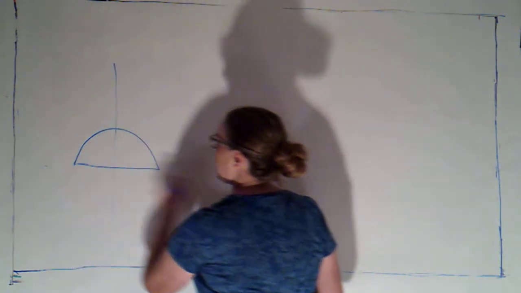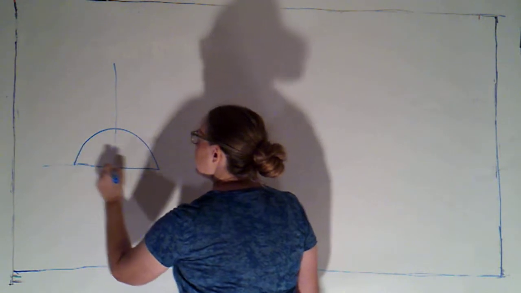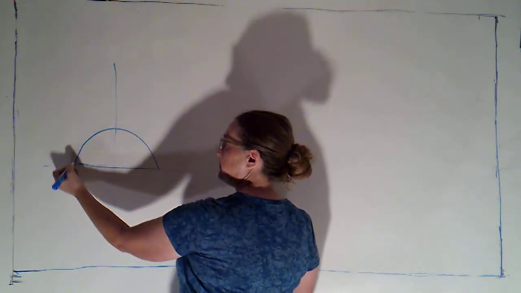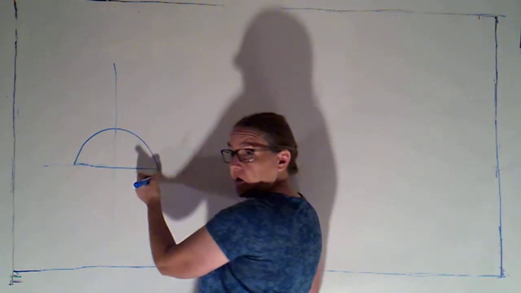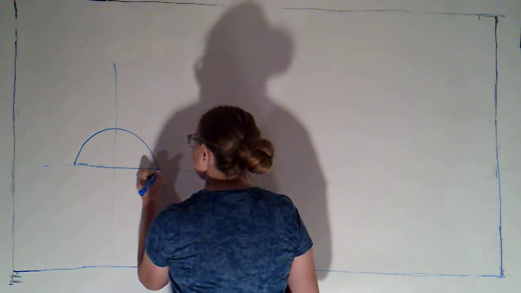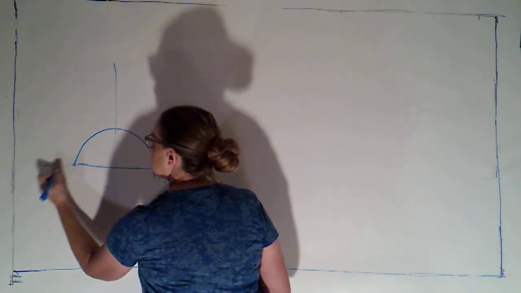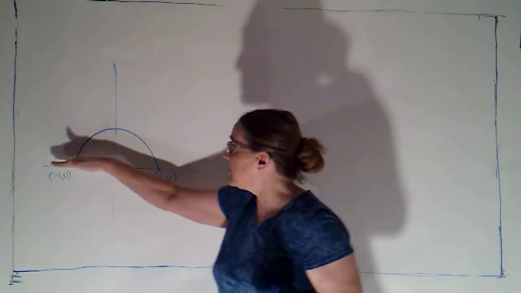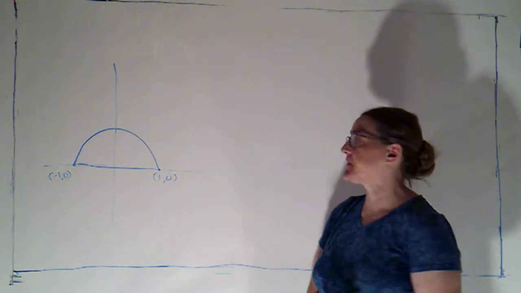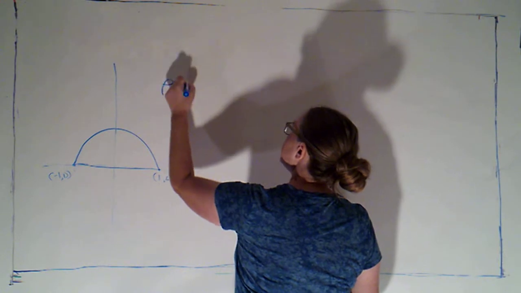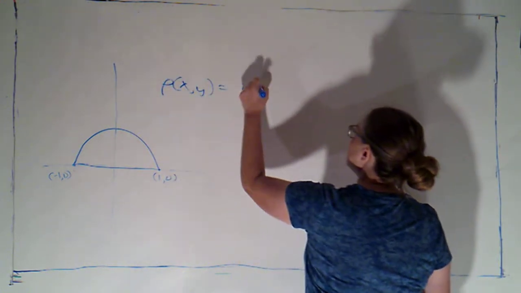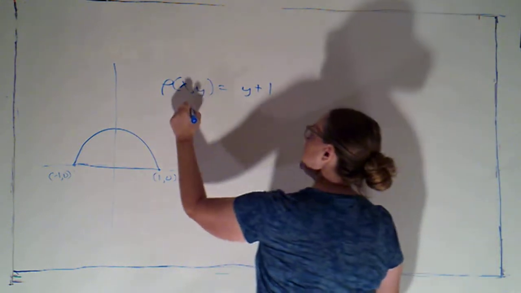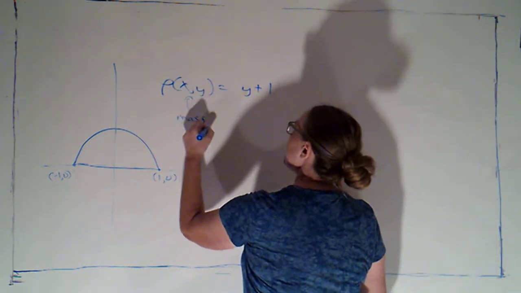I'm going to introduce my axes, okay? So that it's the top half of the unit circle, and then this line along the bottom. So this would be the point (1, 0), and this is the point (-1, 0). And the wire is not just the semicircle, but also that line along the bottom. And let's suppose that my density function is y plus 1. And here the density would be giving me mass per unit length.